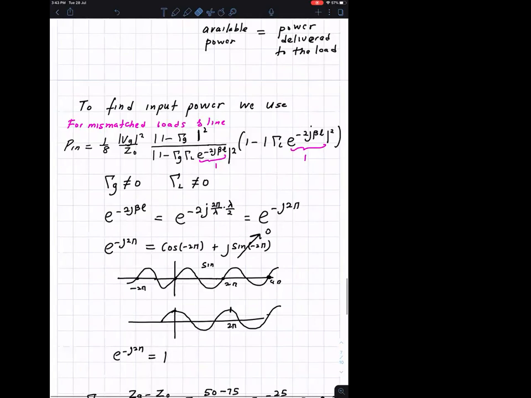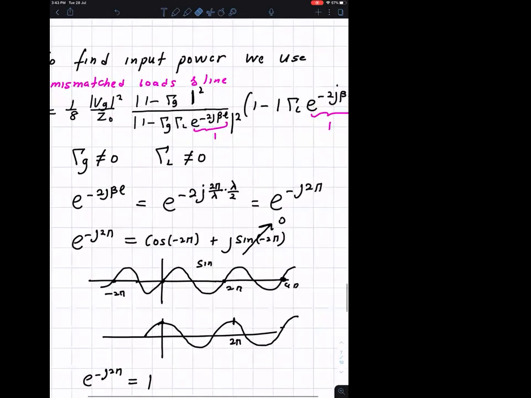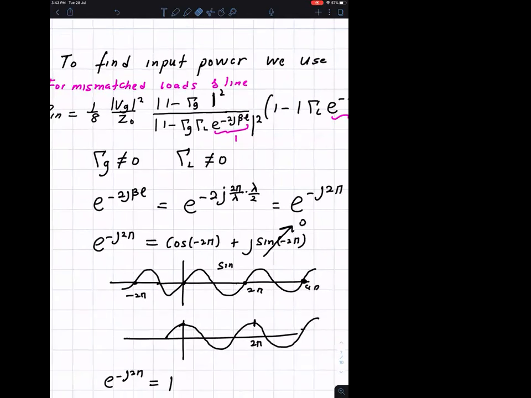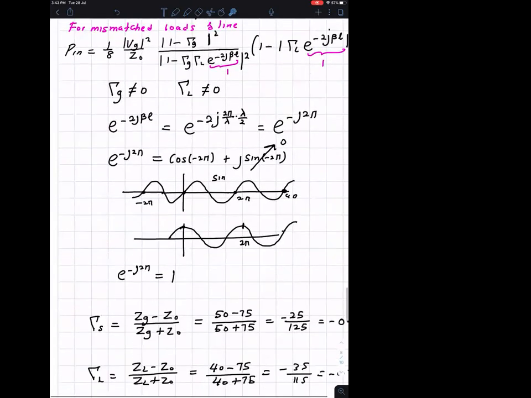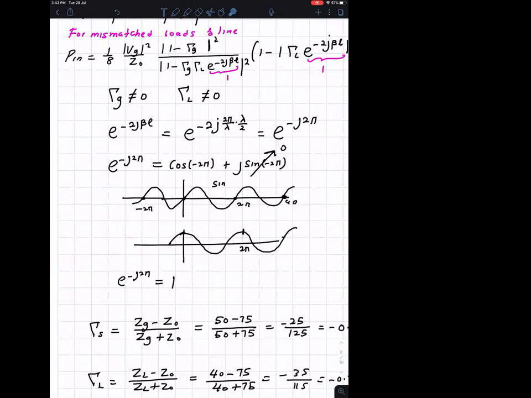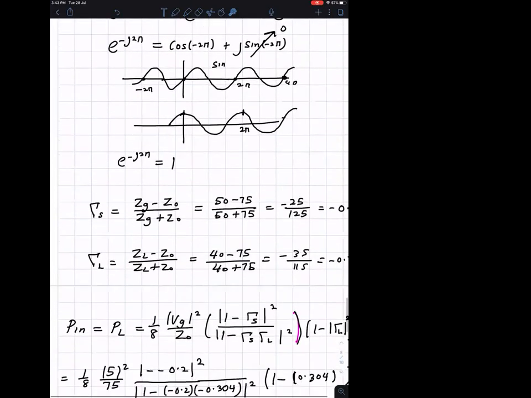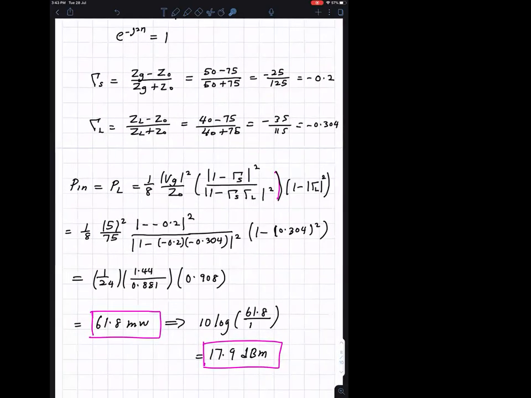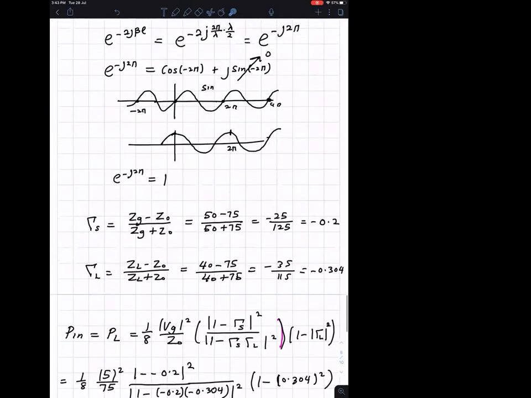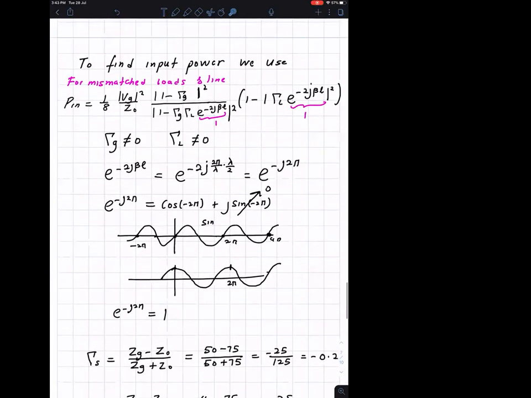In this case, both are mismatched. Both the loads are not matched to the line. So both of them are not 0. So you have to use the entire formula here to calculate things. Keep this identity in your mind, how to evaluate this. You have to calculate the reflection coefficients separately and then plug them into that formula. Make sure I got this formula here correctly.